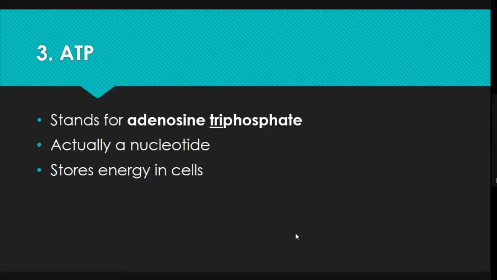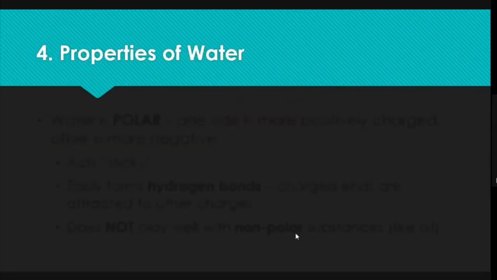by the cell. Every time we process a sugar molecule, we strip the energy from that sugar through cellular respiration, and then we use it and load it up onto ATP molecules until we're actually going to do something in the cell. Number 4, properties of water.